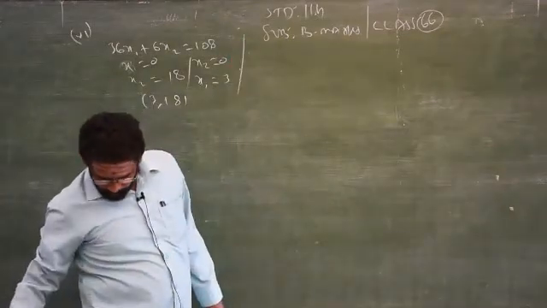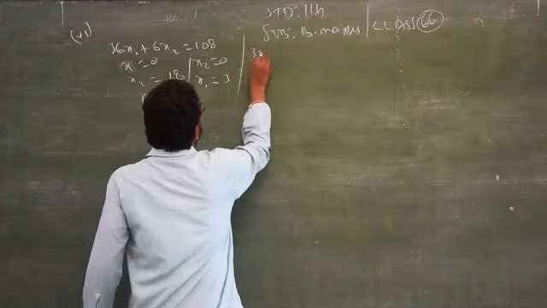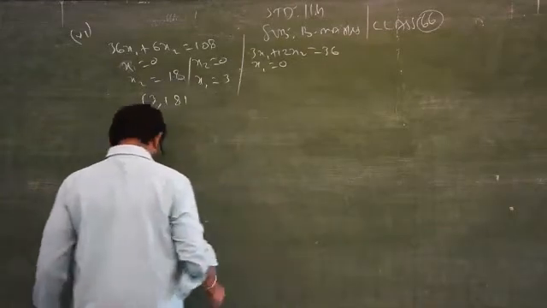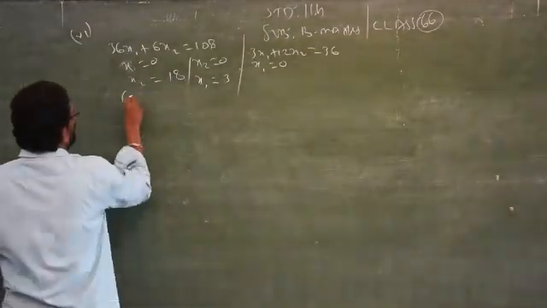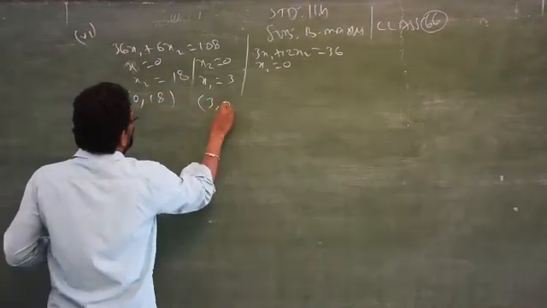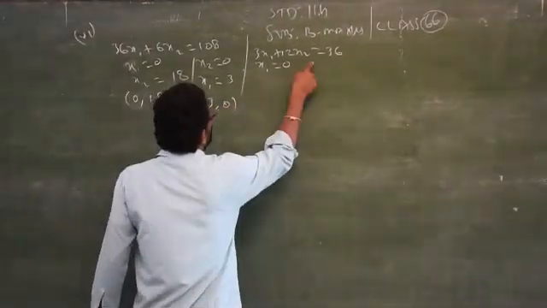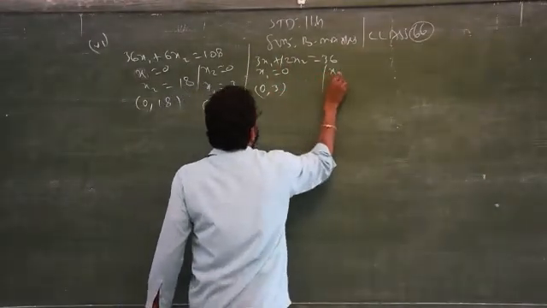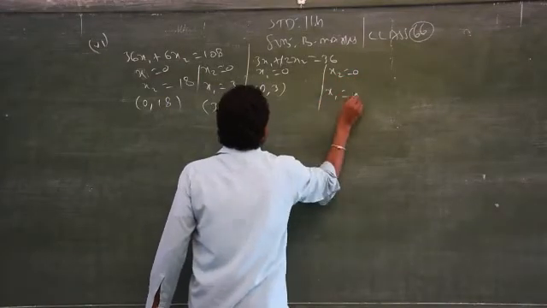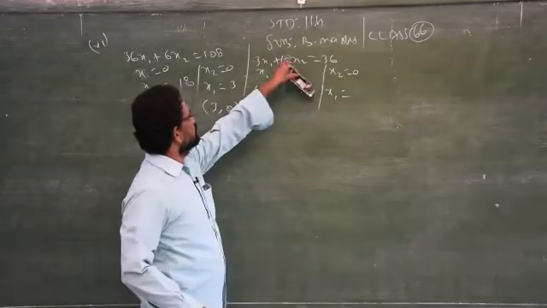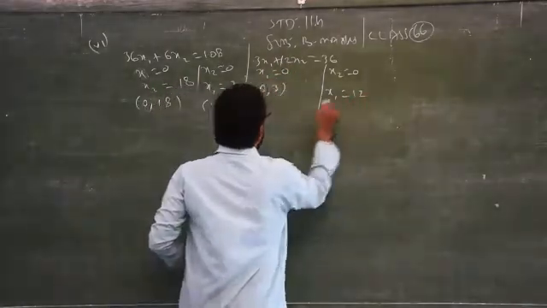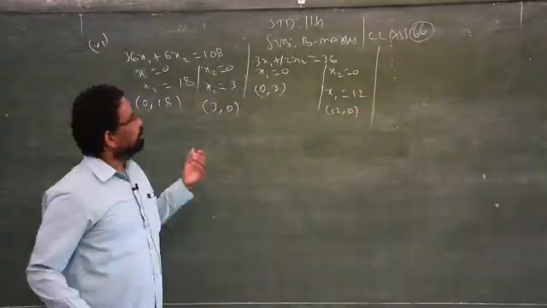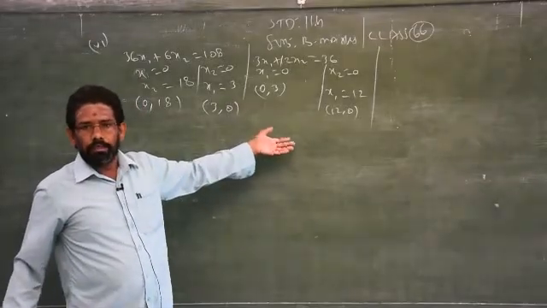Then you take the second constraint, 3x1 plus 12x2 is equal to 36. As usual, x1 equal to 0. So here x1 equal to 0, therefore x2 is equal to 3, that is 0 comma 3. Then you have to replace x2 is equal to 0 and find out what x1 is. So when you replace x2 is equal to 0, 3x1 will get 12. So 12 comma 0.